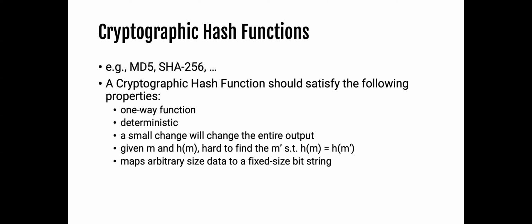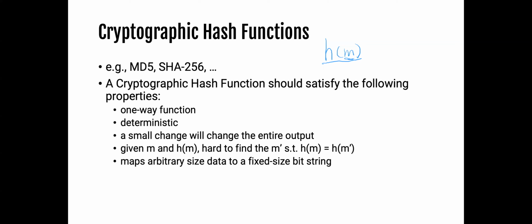So a cryptographic hash function needs to satisfy these properties. First of all, it is a one-way function, meaning that if someone knows the checksum, it's very hard to revert back to the original message according to the checksum value. Also, it's deterministic, meaning that every time you use the hash function with the same message, you will get the same checksum. The third is that a small change in the original message will change the entire output. If we use h(m) to denote the checksum of a message m, and you only change a tiny bit in m, the entire h will change dramatically. So you will not be able to tell whether m changed a lot or just a little by looking at the hash.